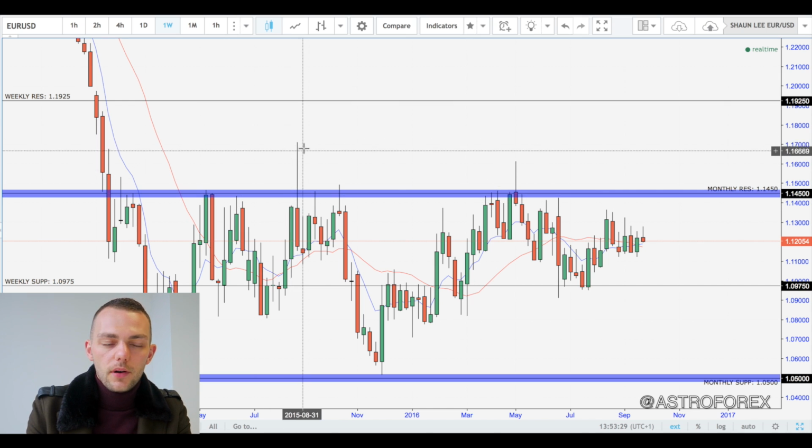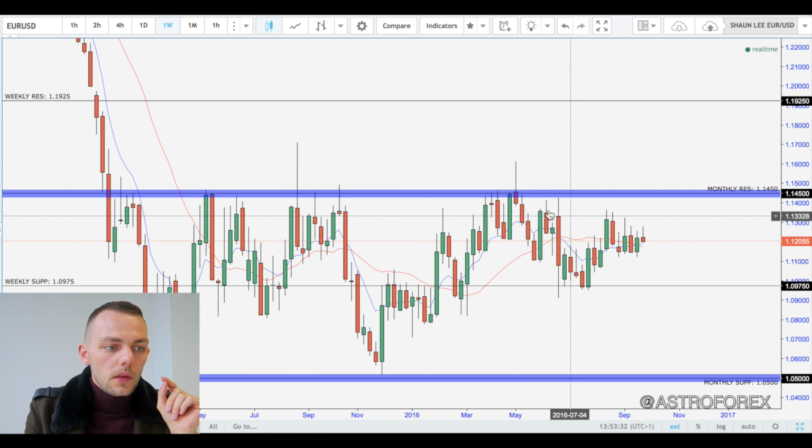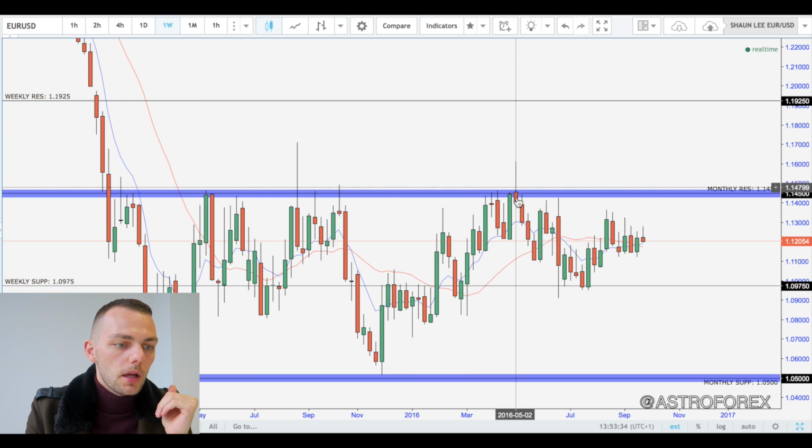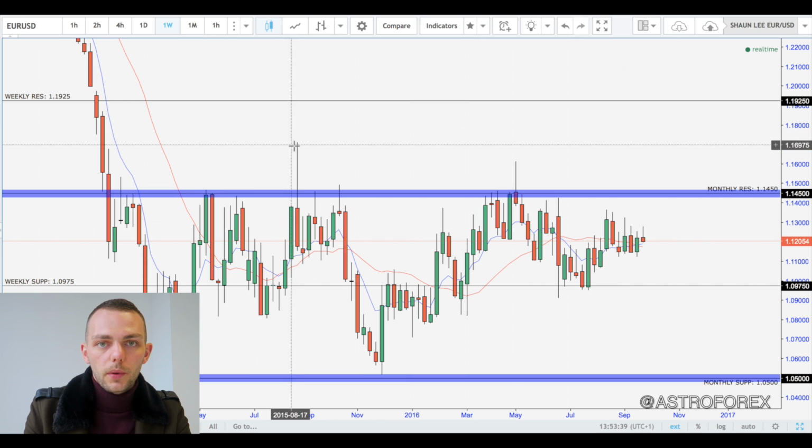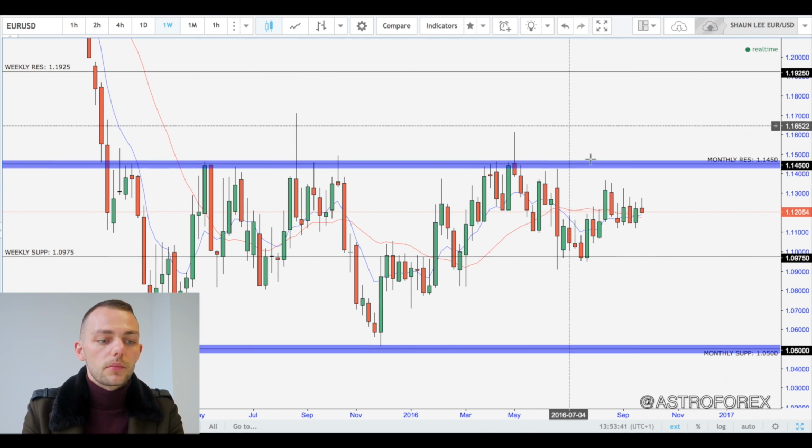Many people were getting excited around here. Boom, end of the week, close back below. Same thing here, boom, up, back below. However, we also need to take into consideration that these could be potential lower swing highs. Okay, ready for the market to come down and make new lows.